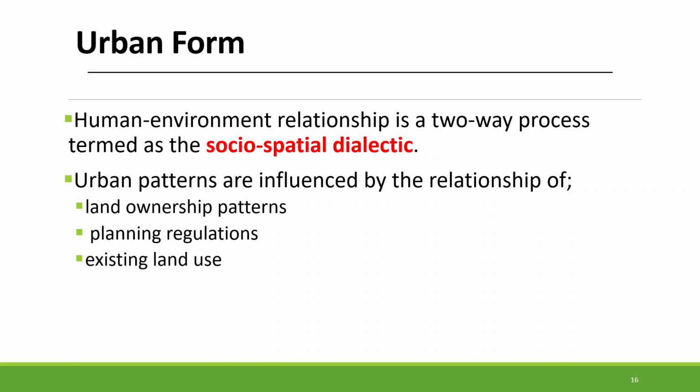Then comes your existing land use. Land use is basically what type of commercial or residential areas exist in the city. In the past, or you can say in the old areas, the downtowns, the densities are usually very high. So what kind of land use already exists in those areas? Residential, commercial, industrial, that will also influence the development or the shape of the city.